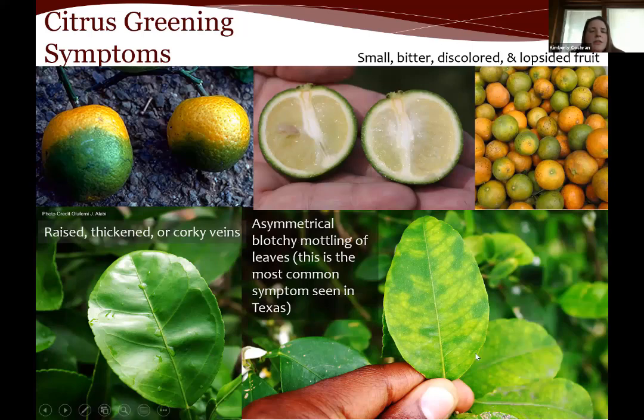And also, this is one of the most common things we see in Texas, the asymmetrical and blotchy mottling of the leaves. So this is by far the most common symptom we see here in Texas. Notice that this looks a little different from a nutritional deficiency because it's asymmetrical. When you visually divide it along the midrib, the left does not look like the right. With nutritional deficiencies, they'll usually look pretty close to a mirror image.